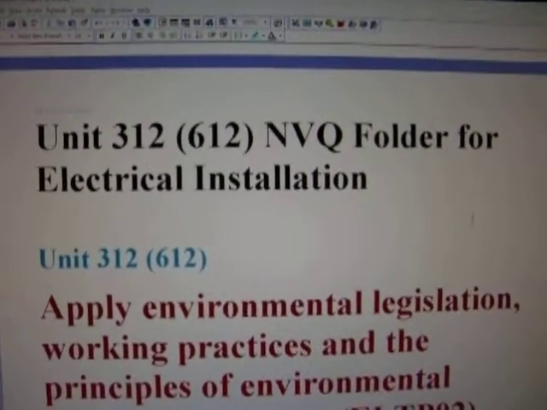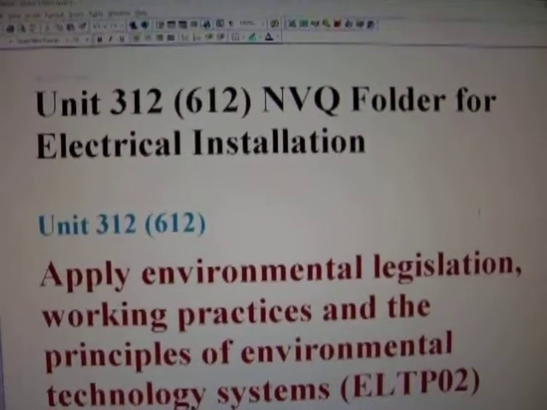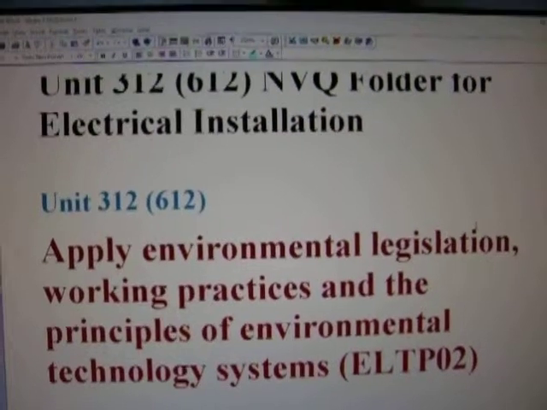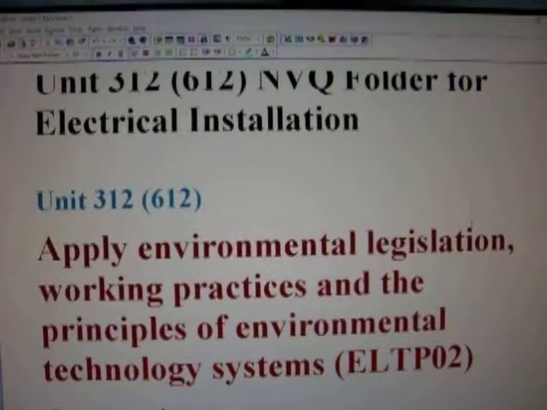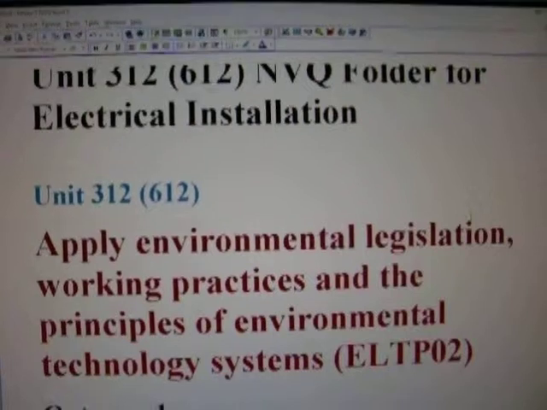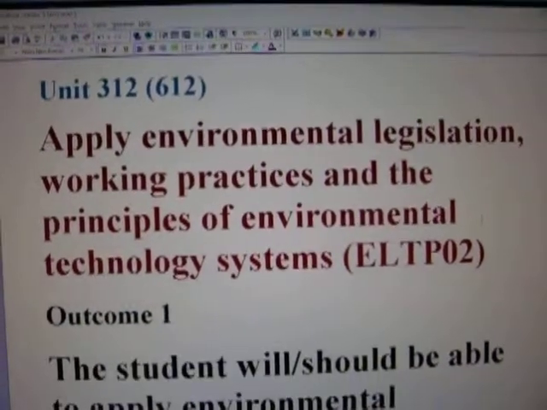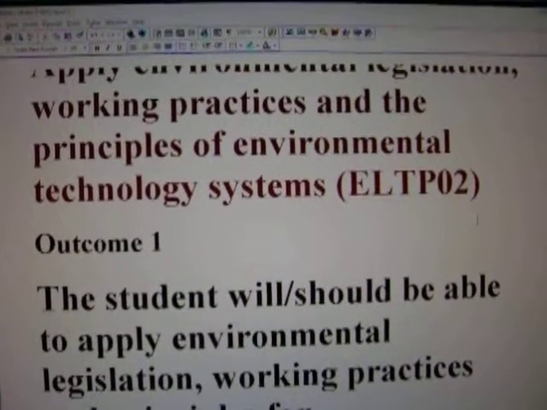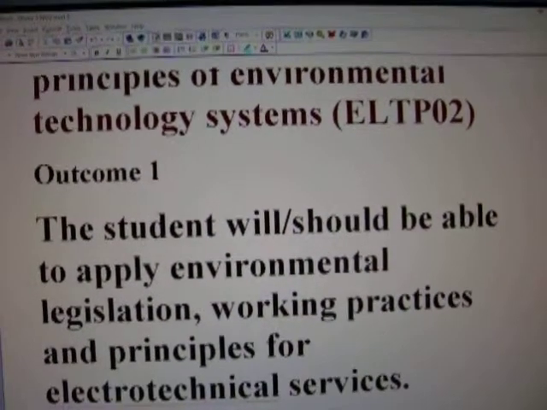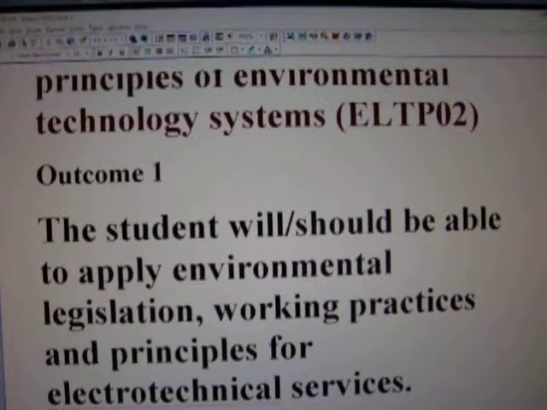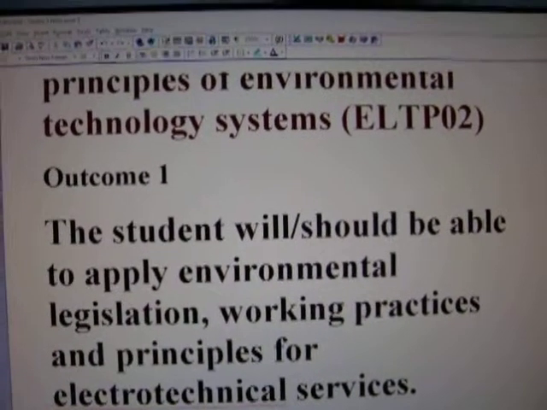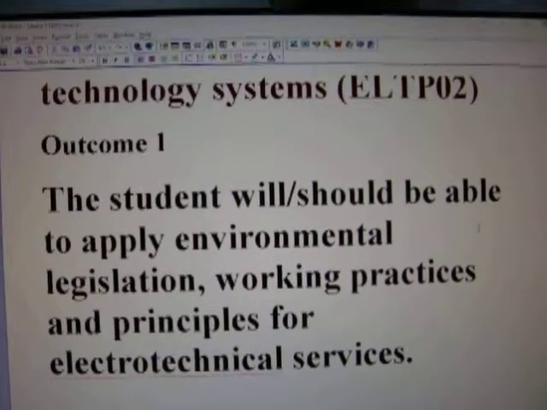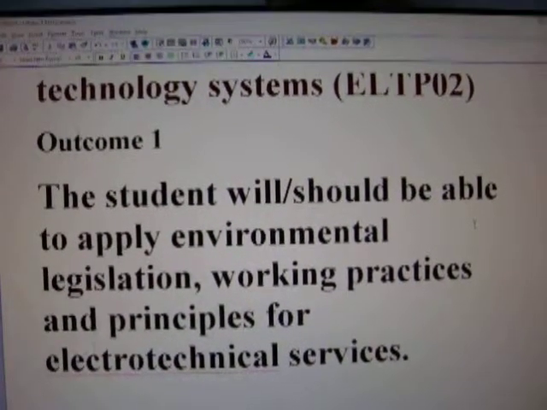Unit 312612, applying environmental legislations, working practices, and the principles of environmental technology systems. And we're looking at outcome 1, okay? Your student should be able to apply environmental legislations, working practices, and principles for electrotechnical services.